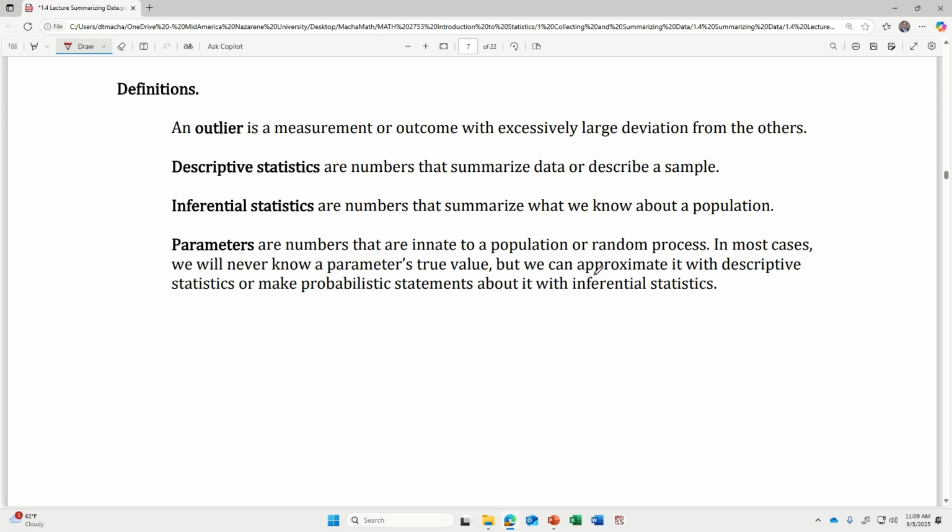So, we already said this, but an outlier is a measurement or an outcome that has an excessively large deviation from your other measurements. It doesn't fit in with the other measurements. It looks strange. If there was a student in class that was 7 foot tall, he would probably be considered an outlier because I don't see any other students that are quite that tall. There's a few tall students, but there's no NBA players in here, as far as I can tell.